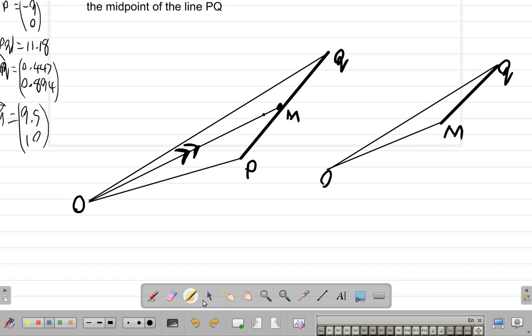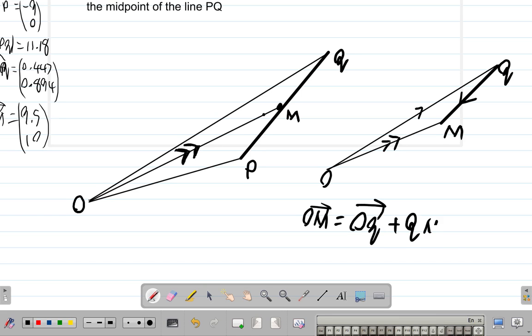Now the thing is, what we want is OM. This will be the resultant. So OM would be OQ plus QM. So OM will be equal to, I said QO, hold on. Oh yeah, it is OQ, right. OM would be OQ plus QM.